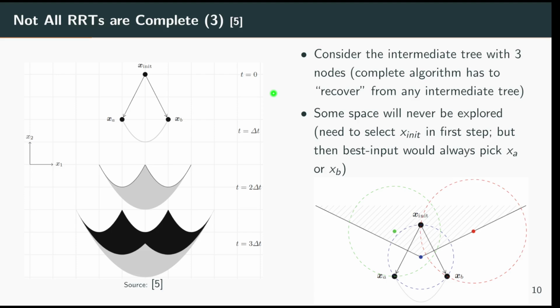But in this example, that's okay. And then the counter example is the following. They assume that they already have a tree with 3 nodes. And they say that basically complete algorithms need to recover from any intermediate tree. And the concrete tree is the following. You have the initial node that is obviously always in there. And then you have the 2 extrema points. So basically the states that you would reach if you apply -1 as action, and the states that you would reach if you apply +1 as action.